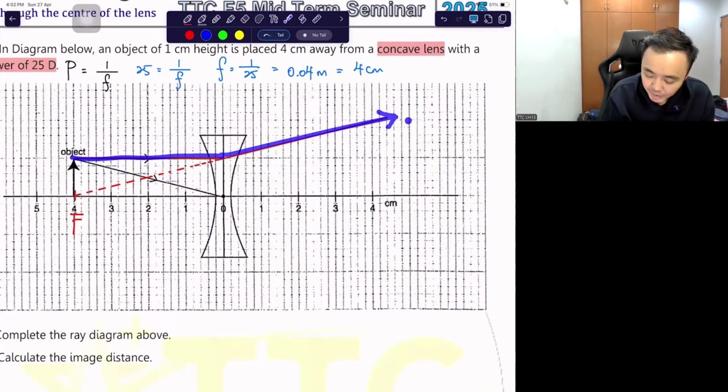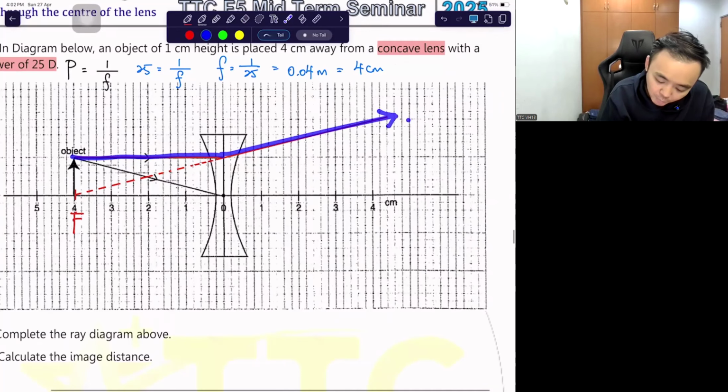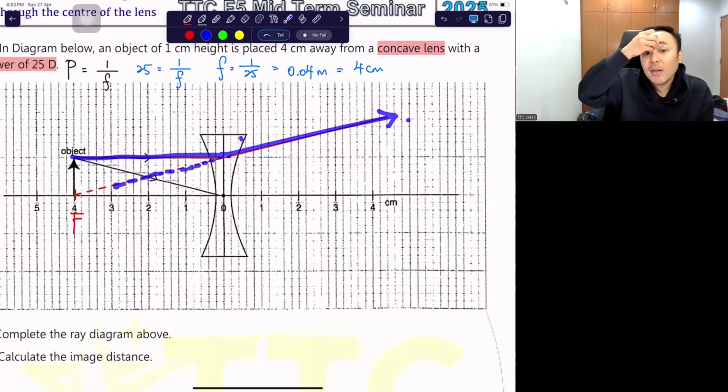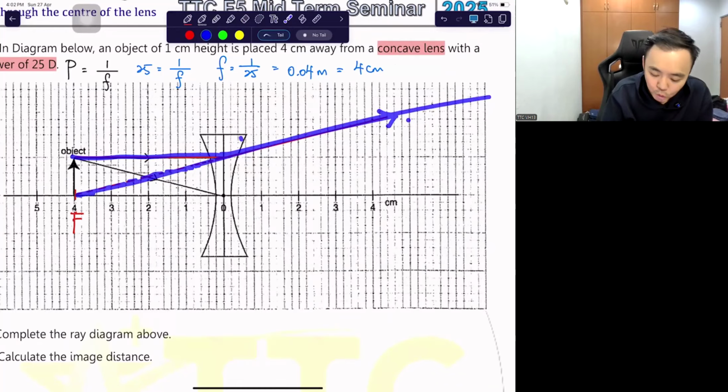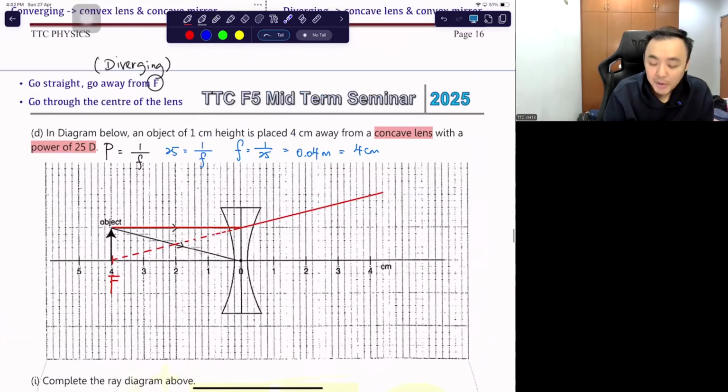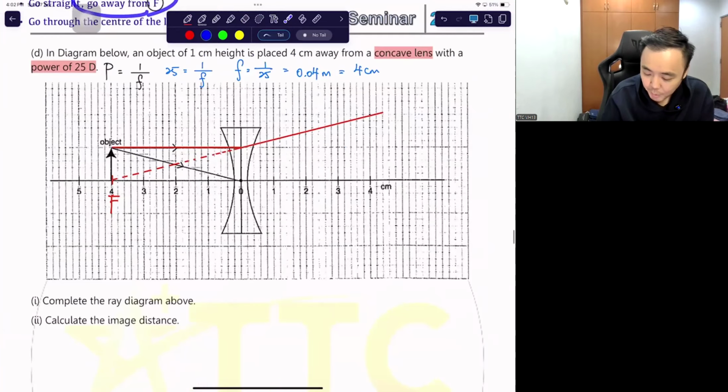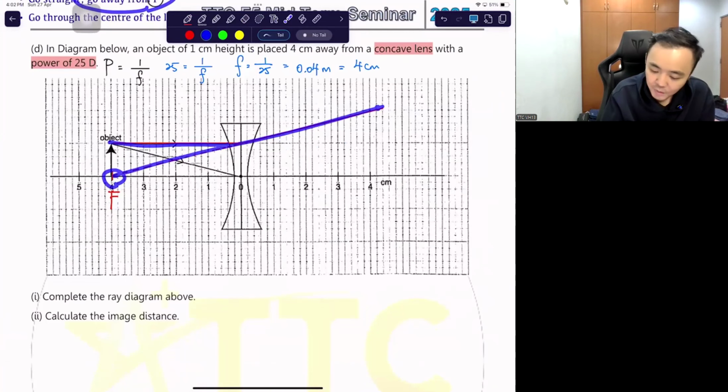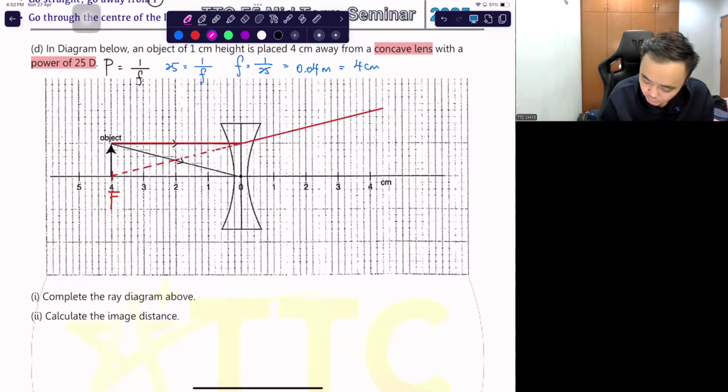Reason very simple. Because we base on the focal point and then we extend out. That's the meaning of go straight and then go away from F. Now the second line is even more simple, a straight line all the way through the center. Right, same thing also, don't forget directions.